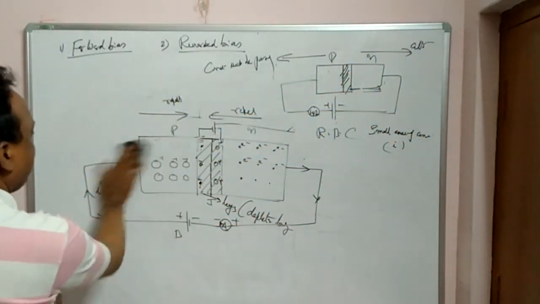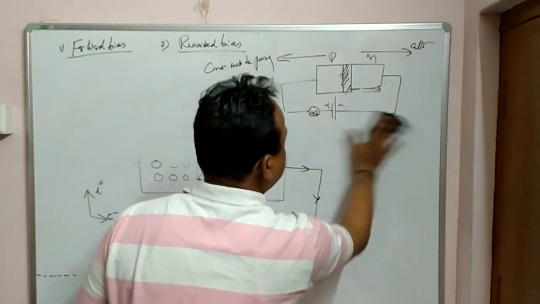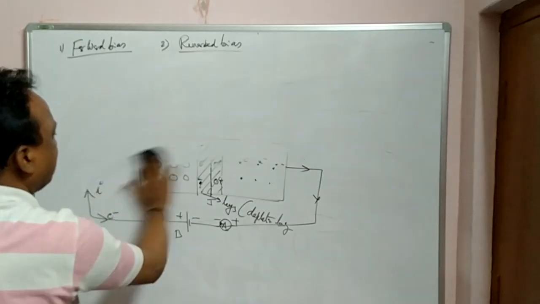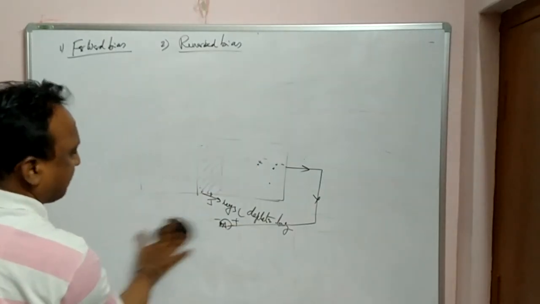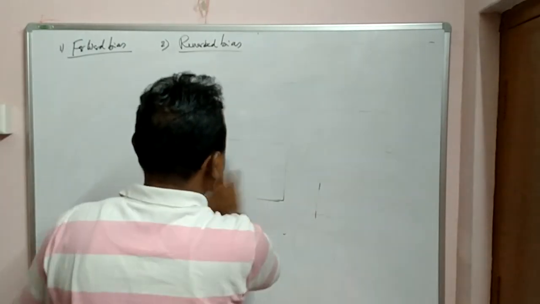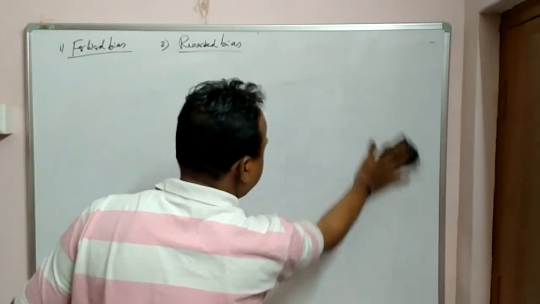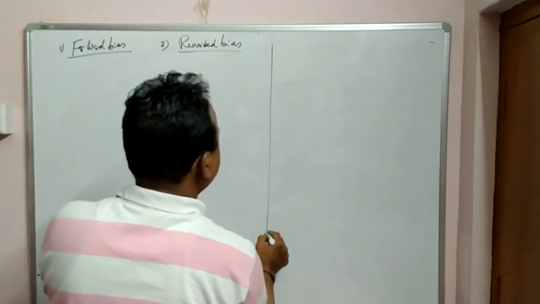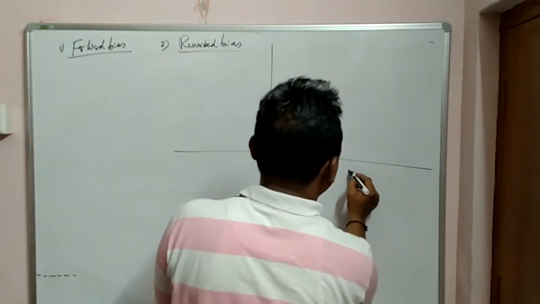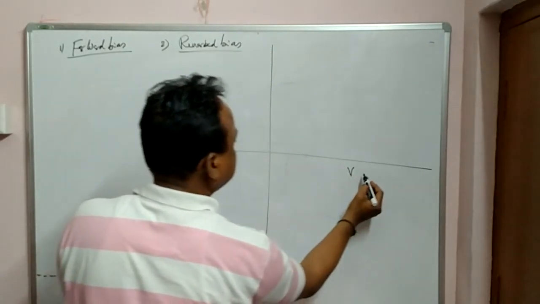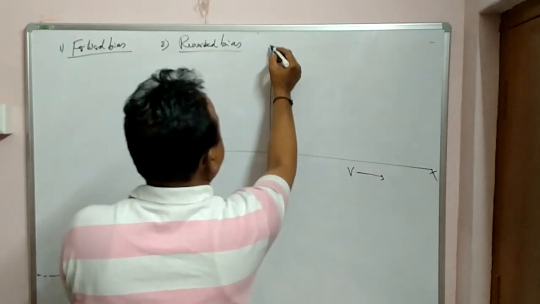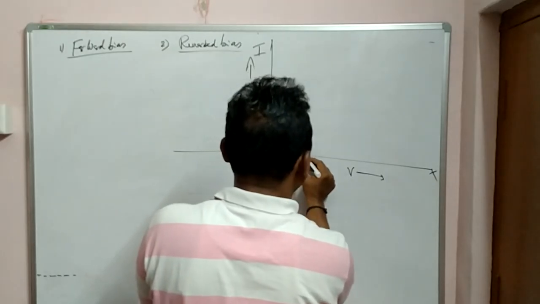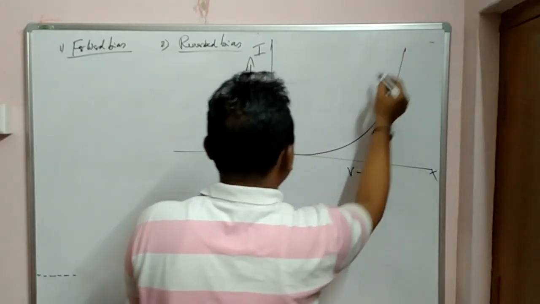So like this, in the forward bias and reverse bias conditions, current will be flowing in forward and not flowing in reverse, but a very small amount. If you put a microammeter, you can find a very small amount. And if you draw a graph for this, voltage versus current, with voltage on the x-axis and current on the y-axis, it will be like this.